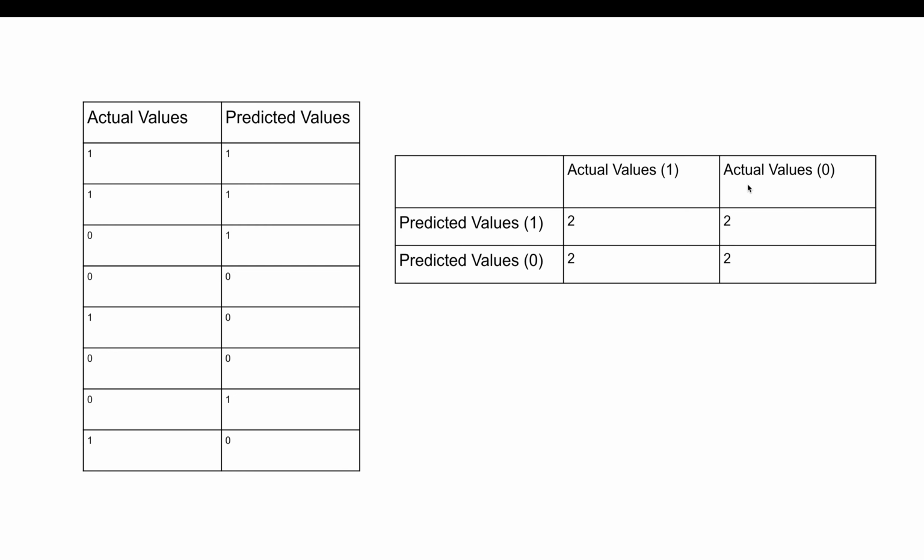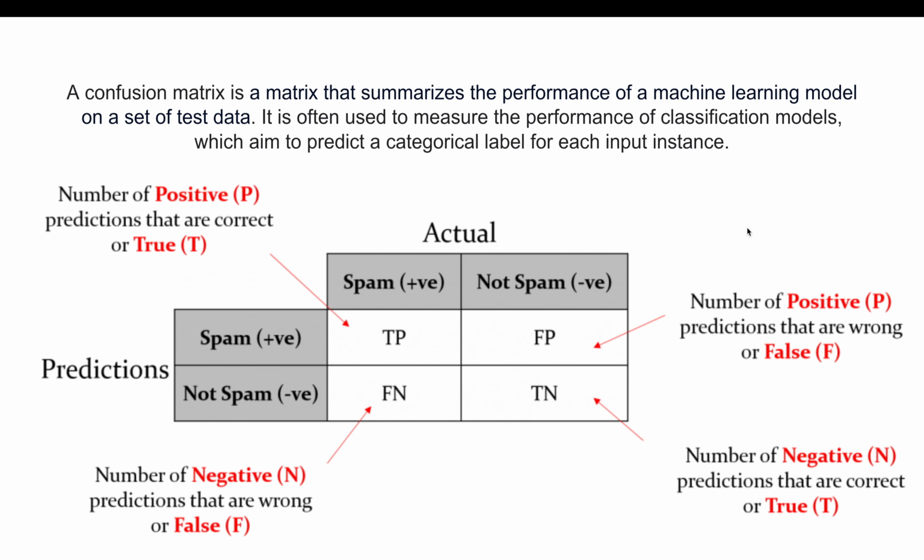Now similarly the actual value is 0 but the predicted value is 1. So the third row. Now similarly the actual value is 0 but the predicted is 1. This is the second last row. So similarly you have got 2 over here as well. So basically I hope you understood what this concept of confusion matrix is.